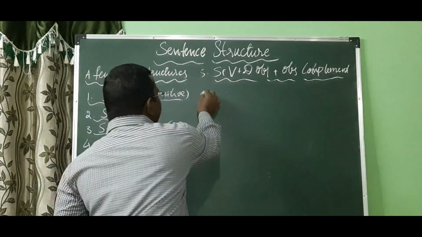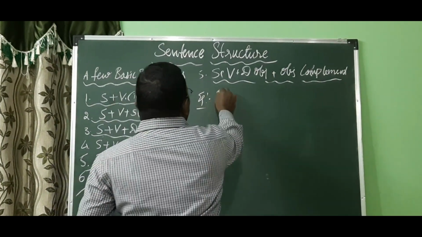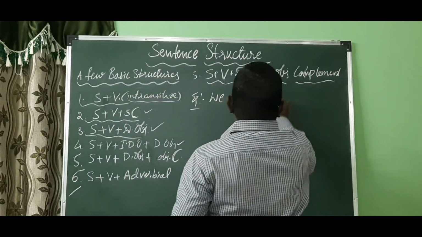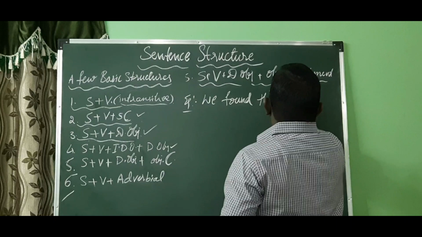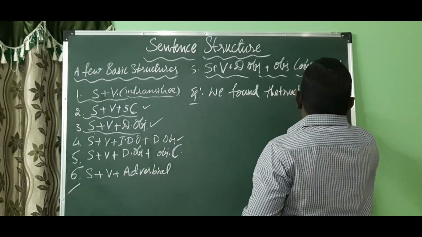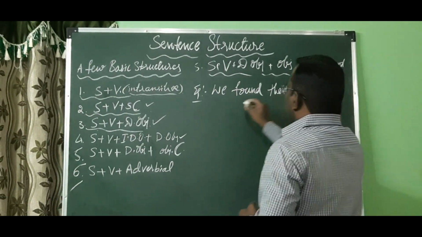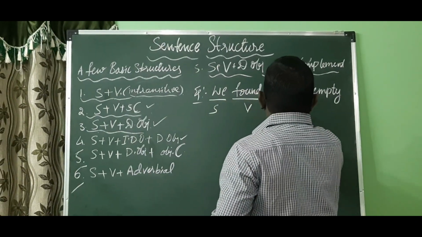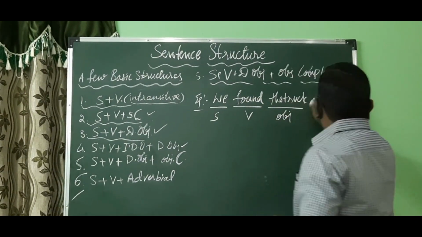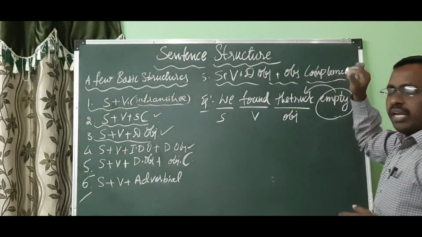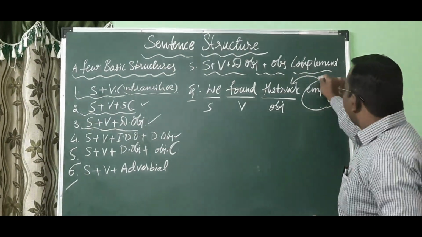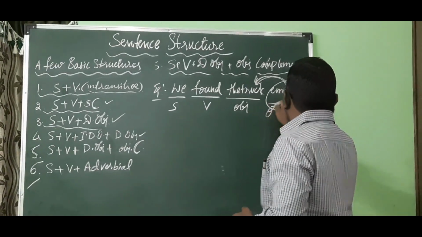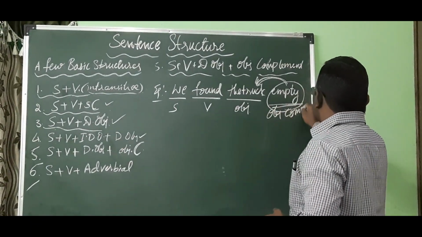For example, we found the truck empty. Right? Let us see here. We, subject, found, verb, the truck, object, and empty, that adds the meaning. Right? That completes the meaning of the truck. So we call it object complement.